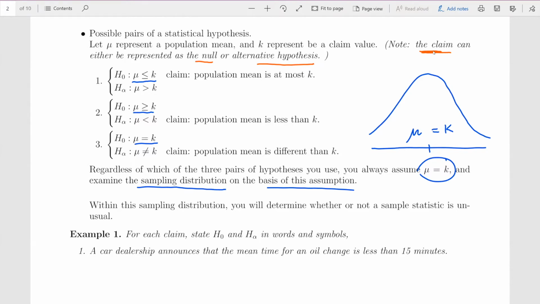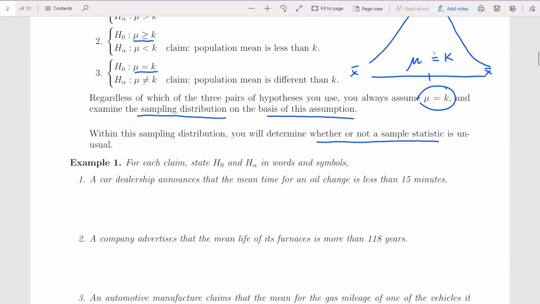Within the sampling distribution, you will determine whether or not a sample statistic is unusual. If a sample statistic is unusual, which is somewhere on one of the tails, that means you do not agree with the assumption that the mean is around K. That is, if the sample statistic that you collect is far away from the mean of the distribution. All right, so that's the idea.